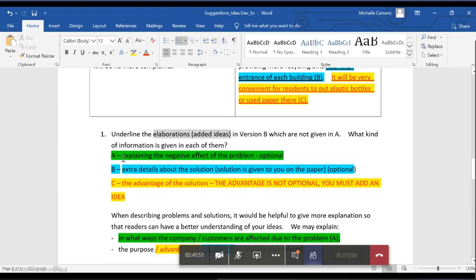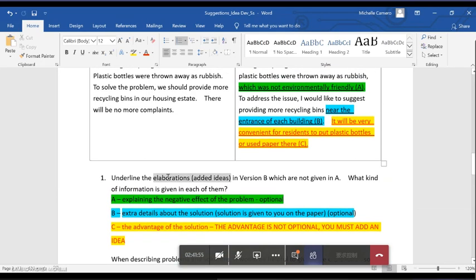All right, so A, the green stuff here, is explaining the negative effect of the problem on the company or the customer. This is a way to add an idea if you want to, because that's what we're talking about, adding ideas. But do you have to do it? No, you don't have to add this idea. It's optional, which means you can. And if you can, great, go ahead and do so. But if you don't want to, it's your choice.